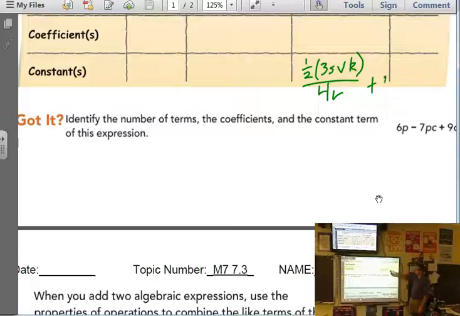But now if I say plus 4, now there's 2 terms. Minus 7n, now there's 3 terms. So every time we add or subtract something else on, that's a new term.